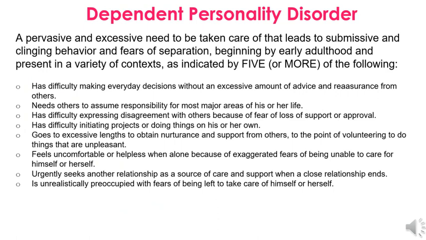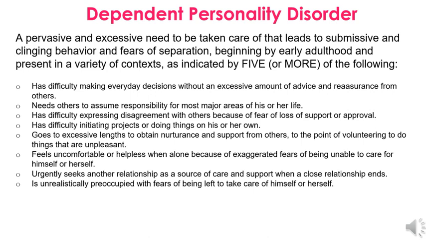According to DSM-5, a person with dependent personality disorder should have five or more of the following, beginning by early adulthood. 1. Has difficulty making everyday decisions without an excessive amount of advice and reassurance from others. 2. Needs others to assume responsibility for most major areas of his or her life. 3. Has difficulty expressing disagreement with others because of fear of loss of support or approval. 4. Has difficulty initiating projects or doing things on his or her own.